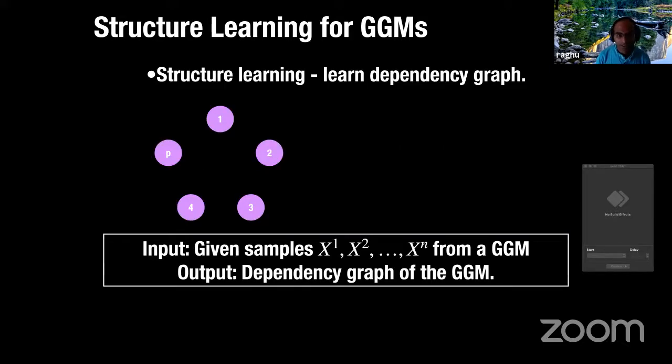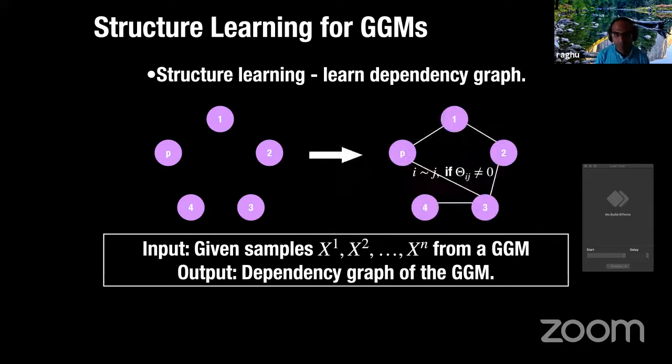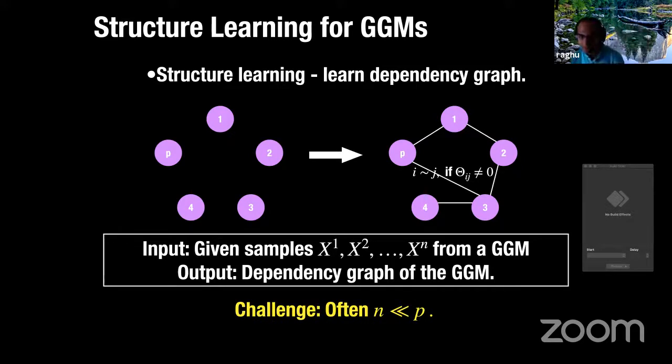So more concretely, I'm given samples x_1 through x_n from a GGM, and our goal is to output the dependency graph of the GGM. So n will denote the number of samples, p is the dimension. So you want to go from just the samples to the dependency graph. And the challenge in many applications, as we saw in Ankur and Mark's talks, was that the number of samples that you actually have is much less than the dimension p.